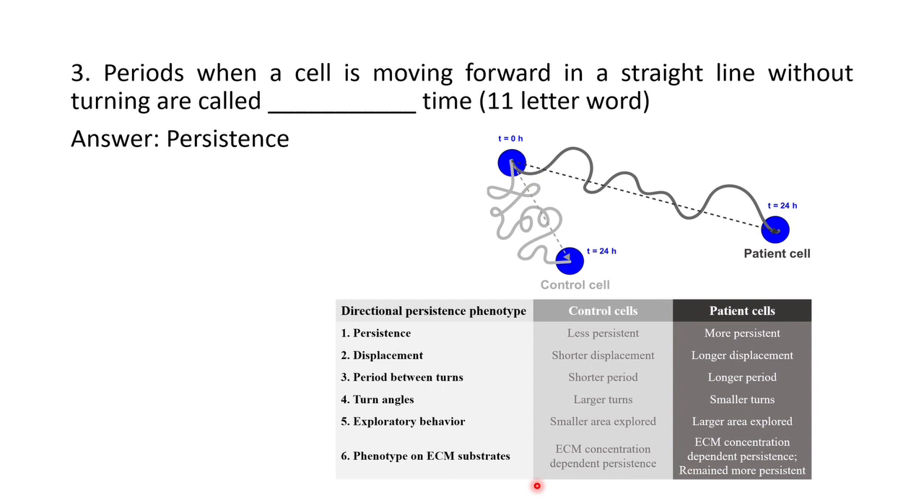So we usually study this persistence time because when we are fabricating a tissue, we need to study cell migration, and cell migration in 2D will be different from cell migration in 3D. So to quantify 2D and 3D cell migration, we will study about this parameter called persistence time.